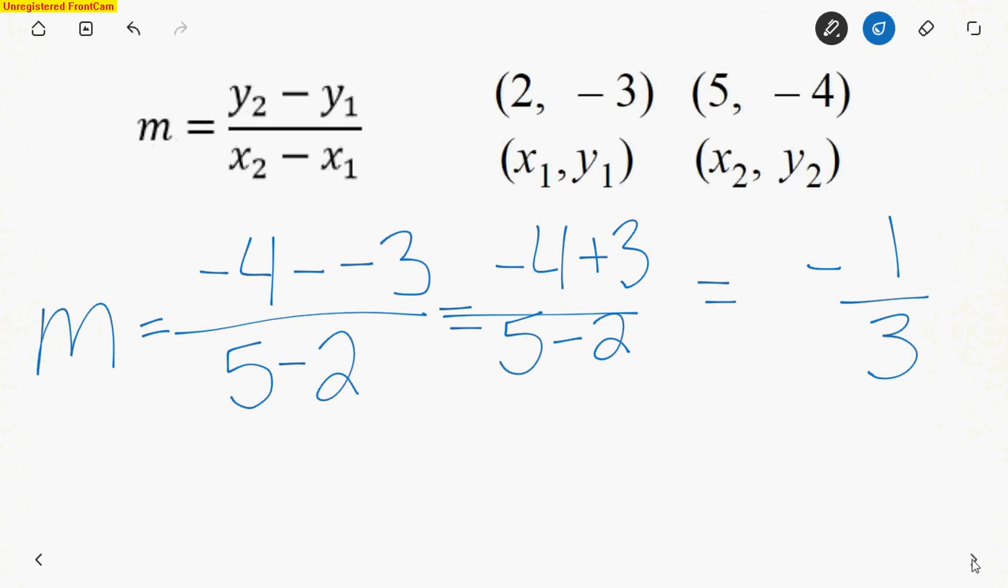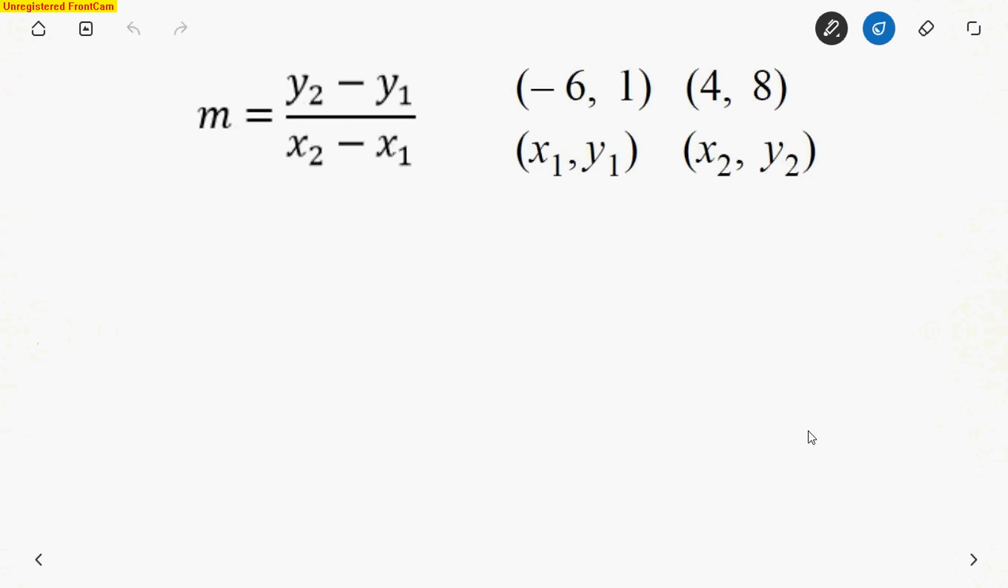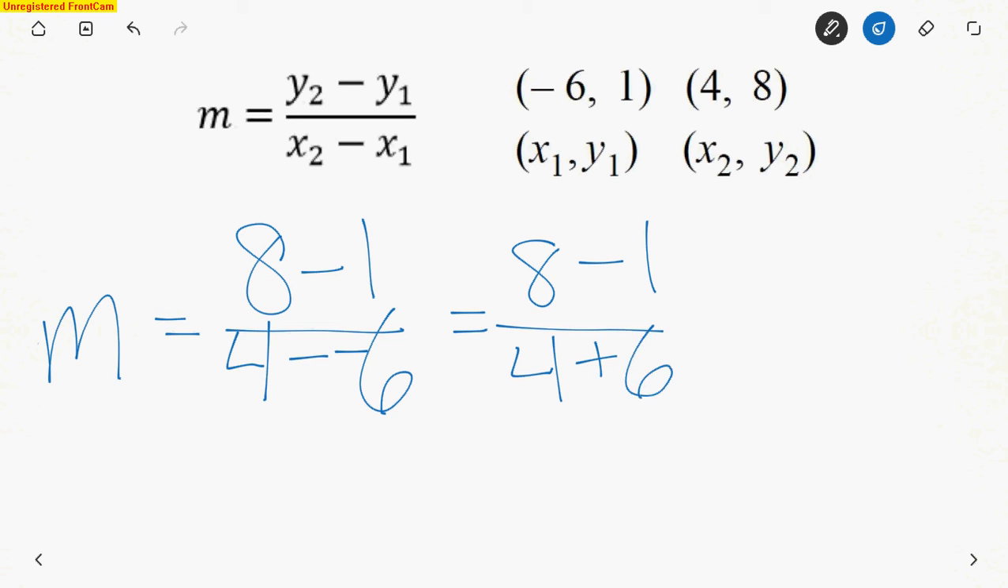Let's do one more of those just to make sure we got it. So for our next one, our first ordered pair is -6, 1. Second ordered pair is 4, 8. So to find our slope, we would say m equals 8 minus 1 over 4 minus -6. So 8 minus 1 over 4 plus 6. So for this one, our slope would be 7 over 10.